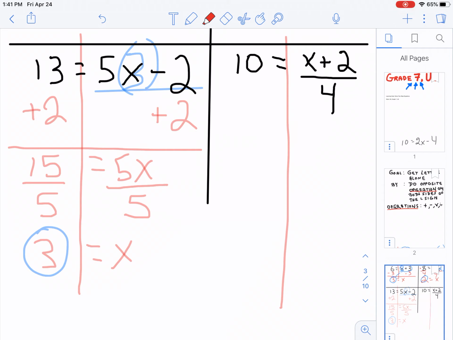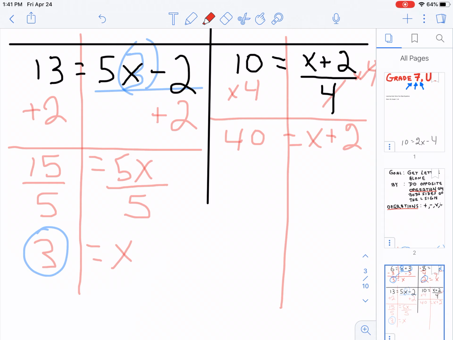We have 10 equals x plus 2 divided by 4. So the goal is to get the x all by itself. So the first step is to multiply the right side by 4. And if we multiply the right side by 4, we also have to multiply the left side by 4. So what that gives us is 40 equals x plus 2, because 4 divided by 4 cancels out to 1, and x plus 2 times 1 is x plus 2.